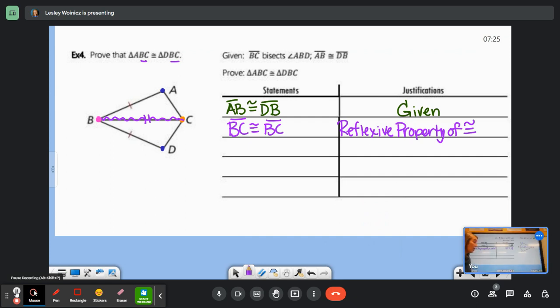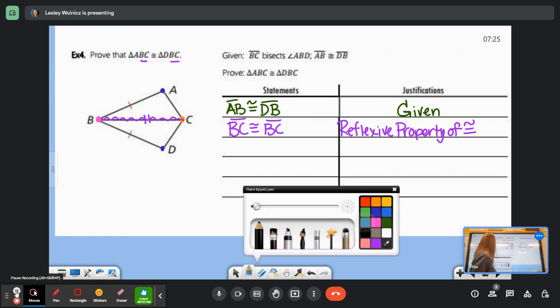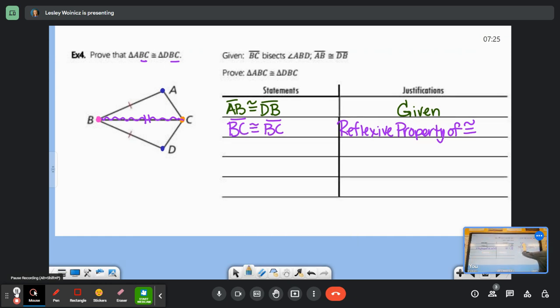Okay, now all I need, I've got two sides. I just need the angle that's sandwiched between the sides. So I've got this side and this side, I need this angle. I've got this side and this side, I need this angle.